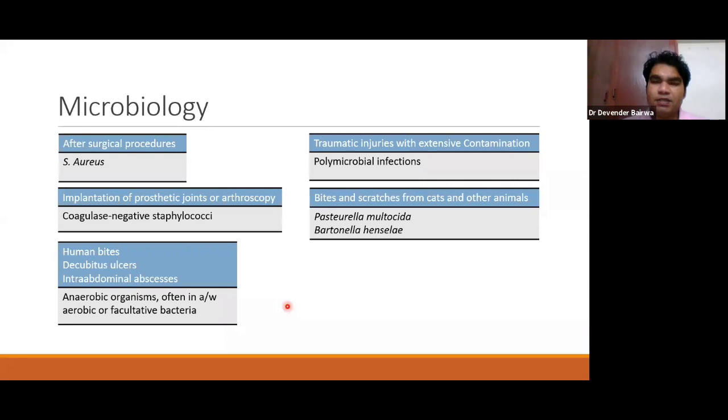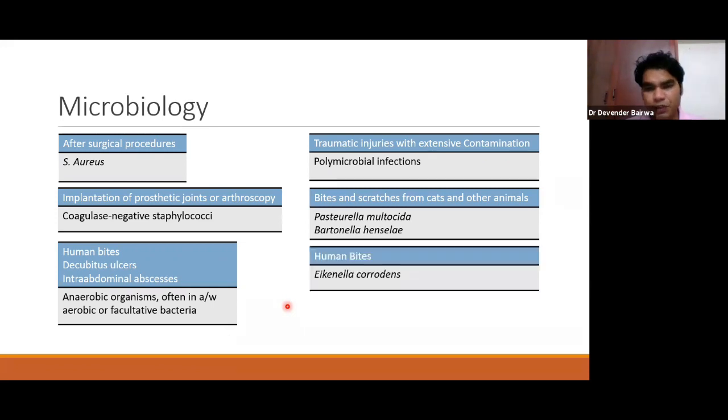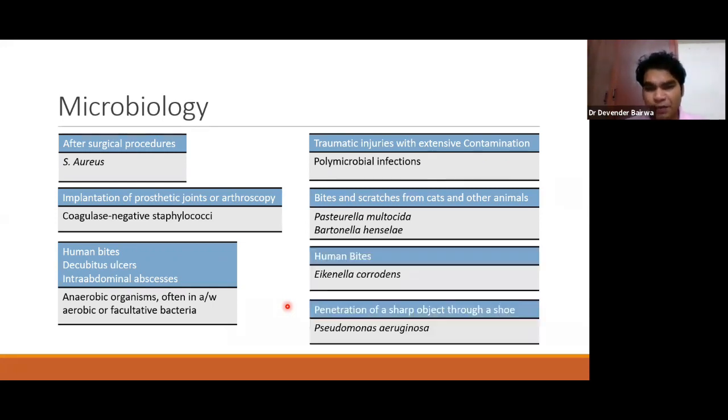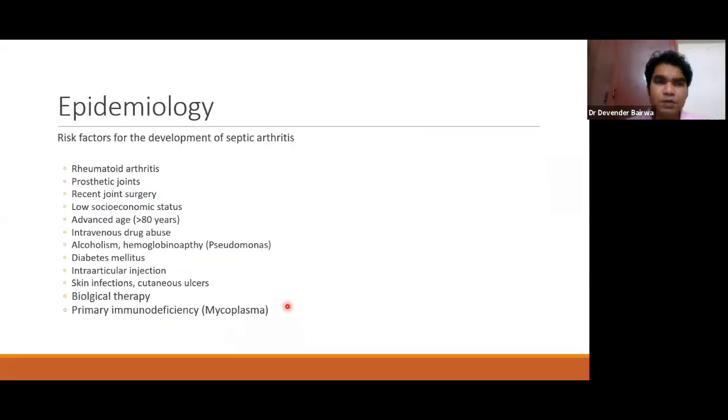In case of bites and scratches from cats and other animals, mostly Pasteurella multocida or Bartonella henselae can be found in these joints. And in human bites, cases of Eikenella corrodens have been reported. Suppose there is penetration of a sharp object through a shoe or the like, then in such cases Pseudomonas aeruginosa can be there.